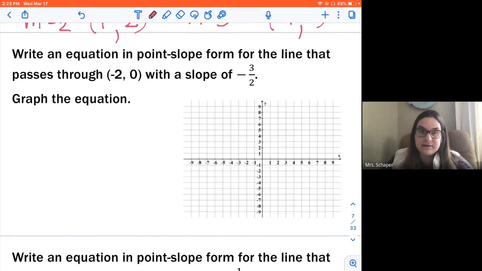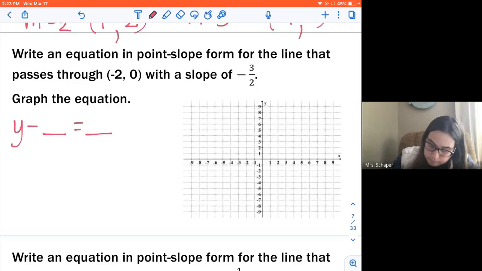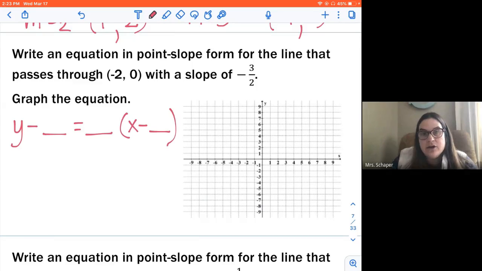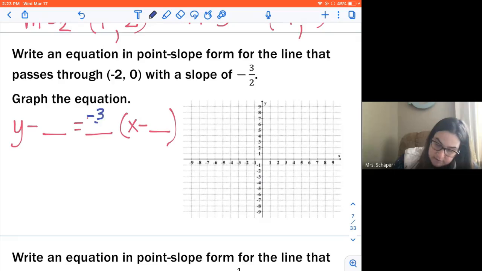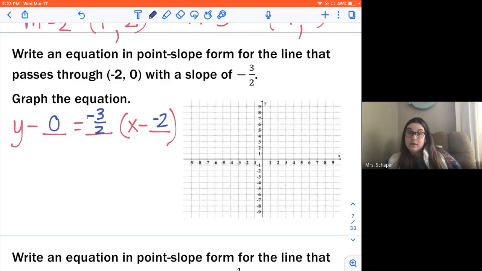All right, we're going to write an equation in point slope form, and then we're going to graph it. I'm going to show you how to graph these. So my equation, again, I'm going to write it out. This is a great way to get started. So my slope is negative 2/3, I'm sorry, negative 3/2. That's going to go here. My x is negative 2 and my y is 0. There's my equation.